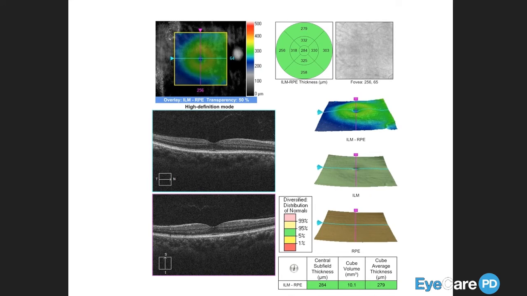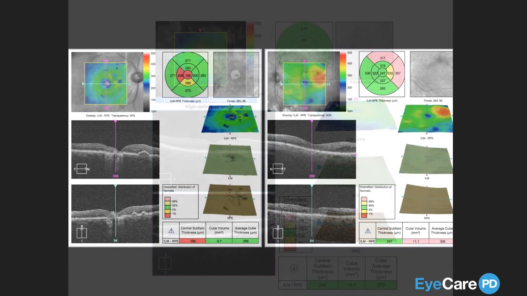As you pull out, you can see that the colorimetric pattern here for the statistical analysis is what's used to reflect down here in all these background colors: this 284 for the central subfield thickness, the cube volume, as well as the cube average thickness, and finally in this statistical area. To hit it home one more time that this background green is not directly related to this green color, let me show you some examples.